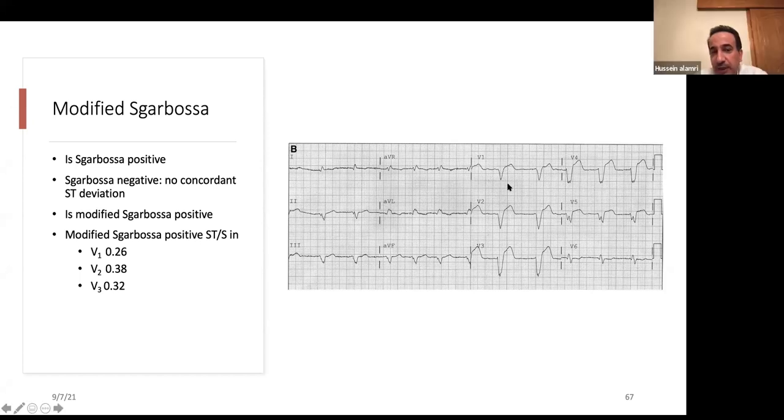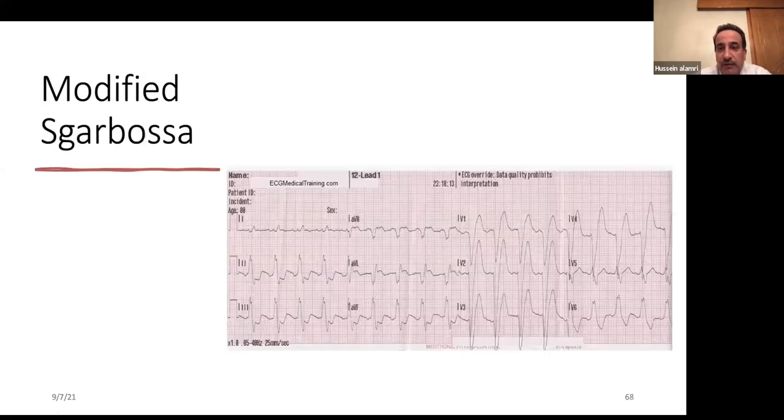of course you need to measure it, but if you look at V1, V2, and V3, you will find the ratio is more than, it's 26, 38, and 32. This indicates that this patient has MI. That's why modified Scarbosa is more sensitive when you consider the ratio, and this patient should be taken to the cath lab based on modified Scarbosa criteria. Okay, and when he was taken, they found that he has LAD occlusion.